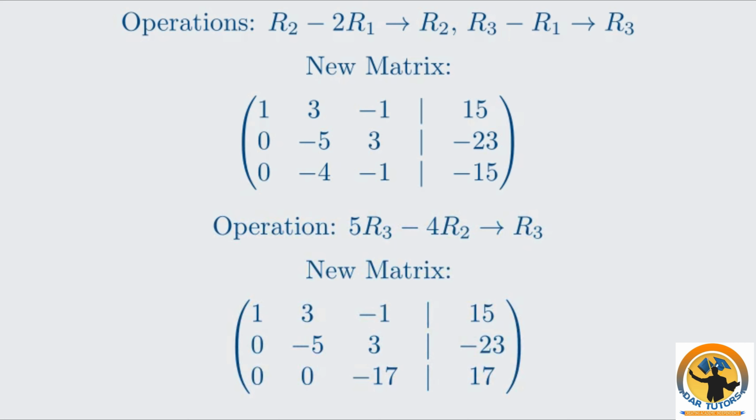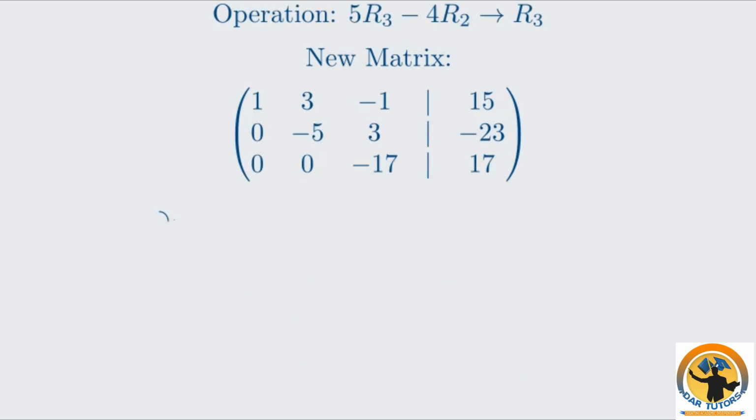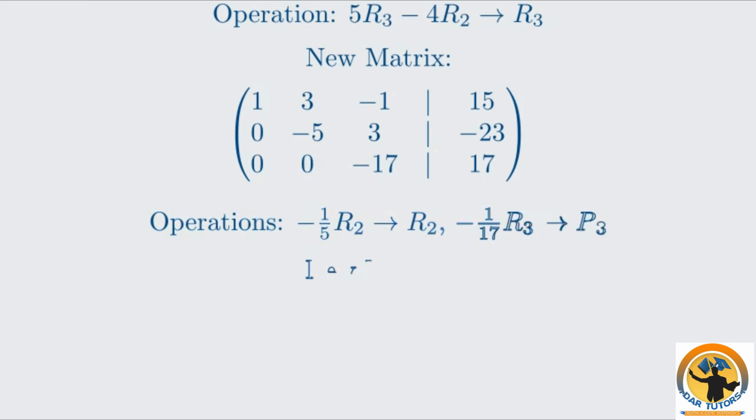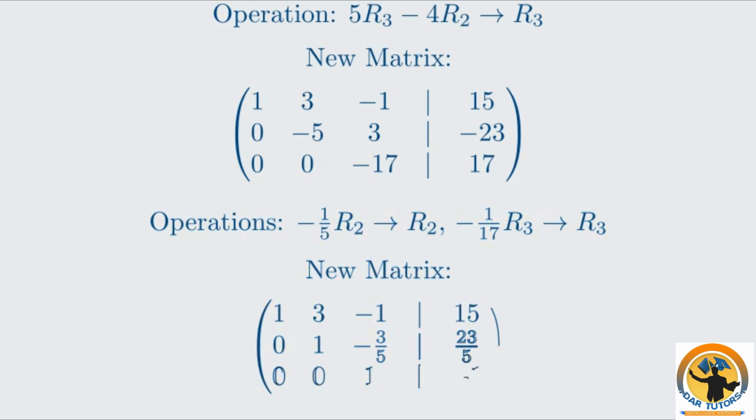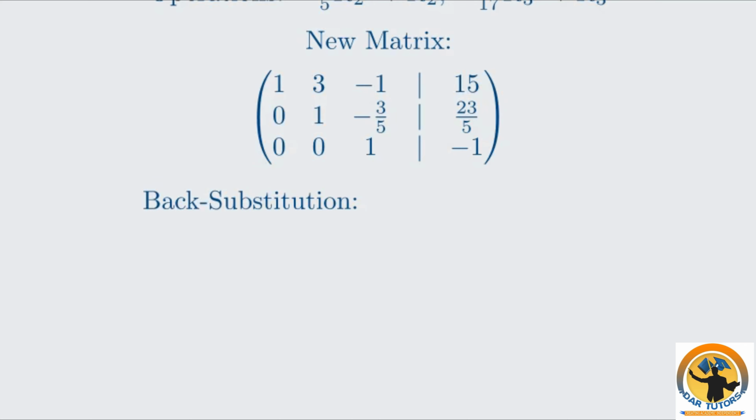Finally, let's simplify the rows to get the leading ones. We perform the operations -1/5 r2 arrow r2 and -1/17 r3 arrow r3. The matrix is now in row echelon form. Now we can use back substitution to find the solution. The third row gives us z equals -1.